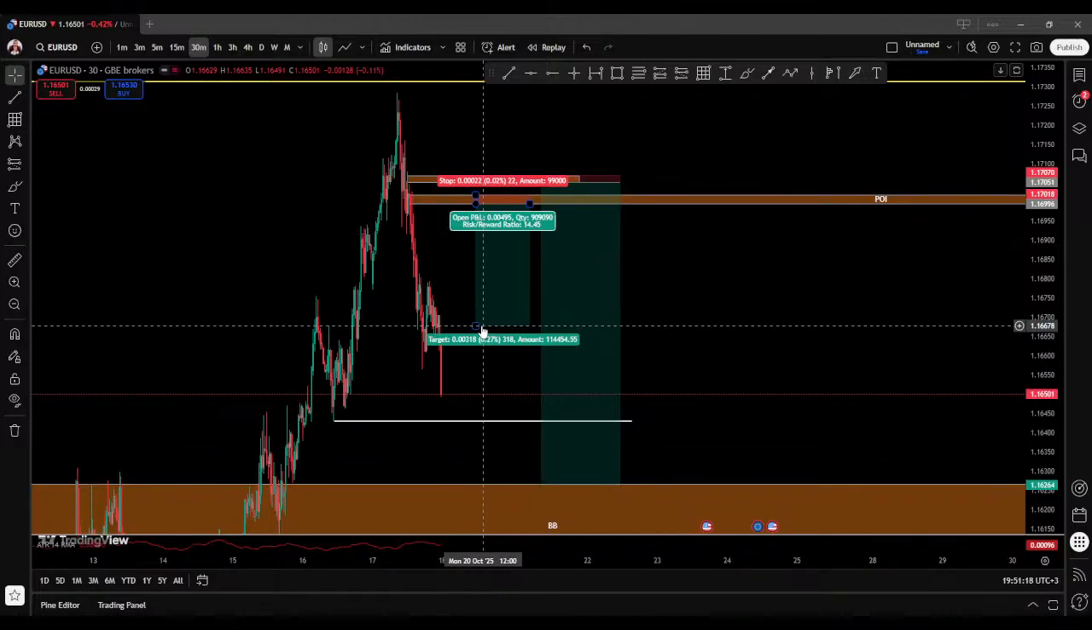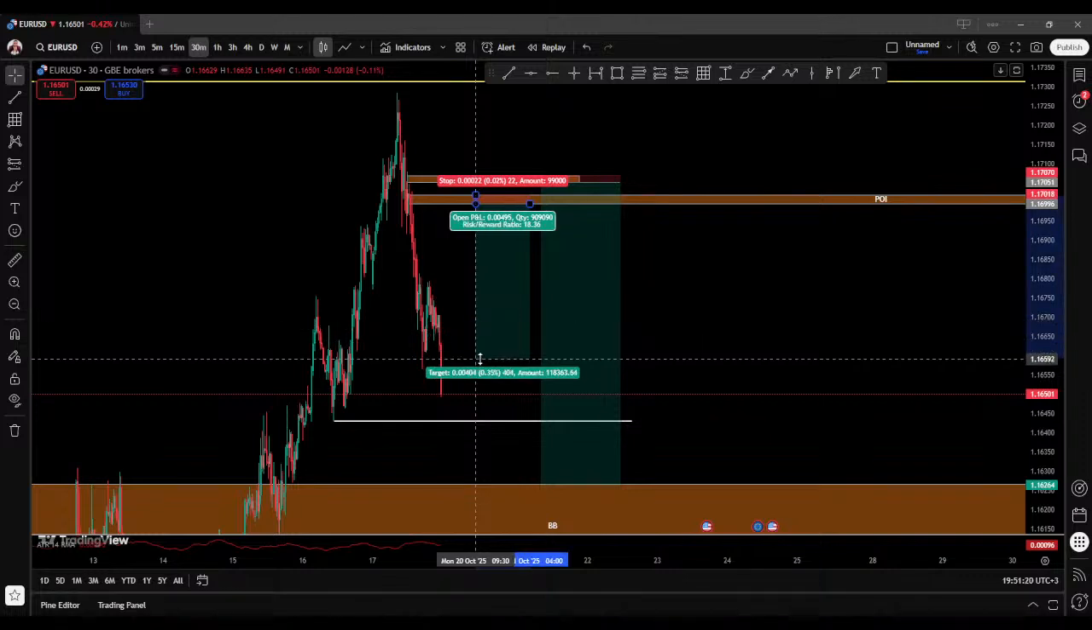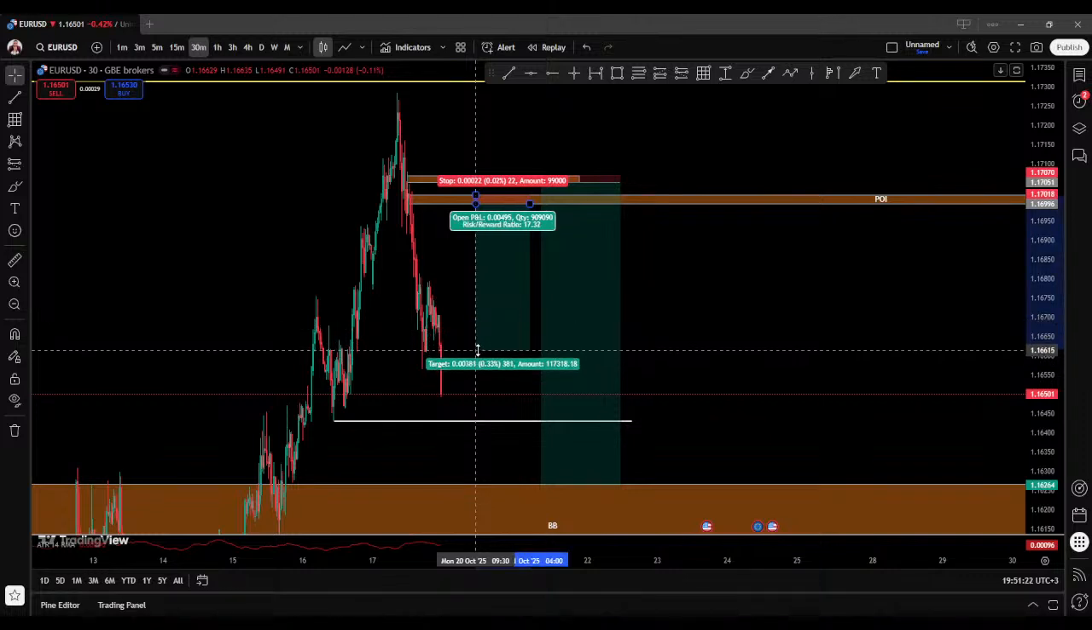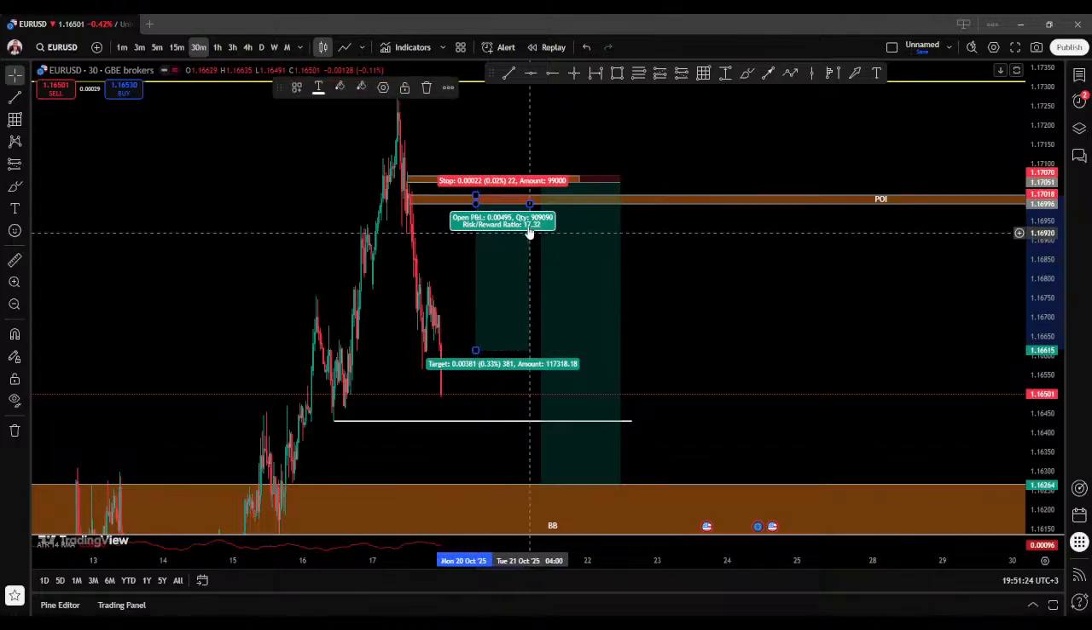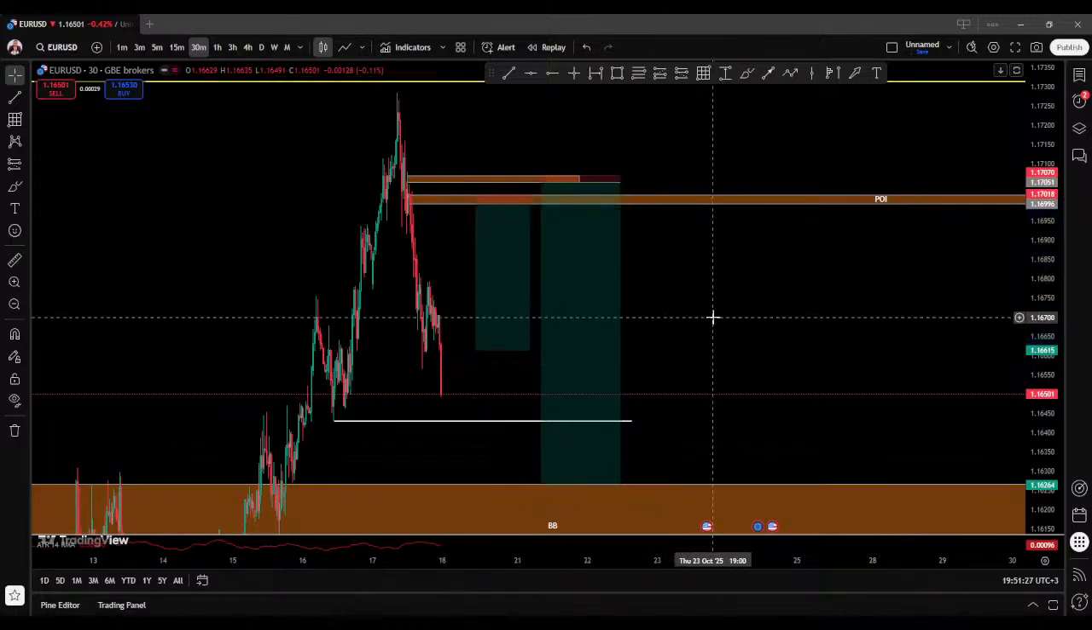So what you can do is target half of this. Risk to reward ratio 17. This means that if you do 17 trades and you lose 16 trades and win one trade, you are still at break even. That is a crazy risk to reward ratio. Crazy.